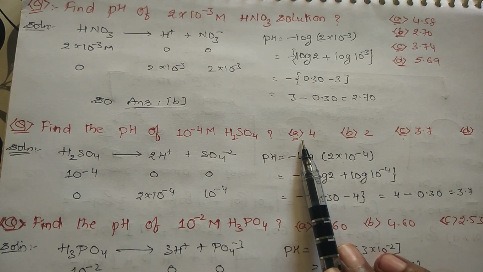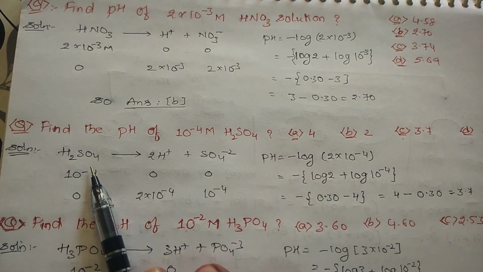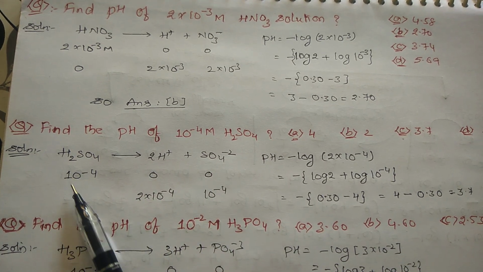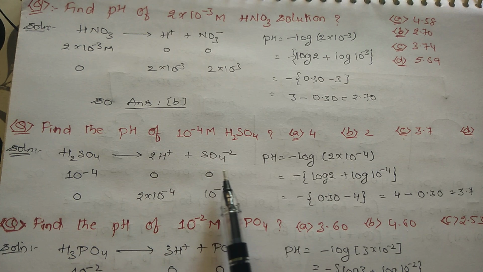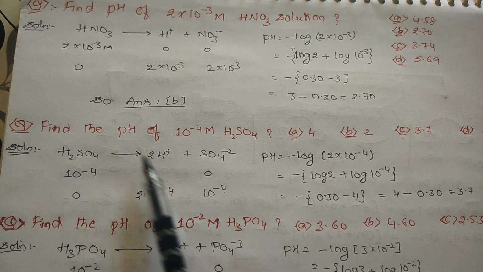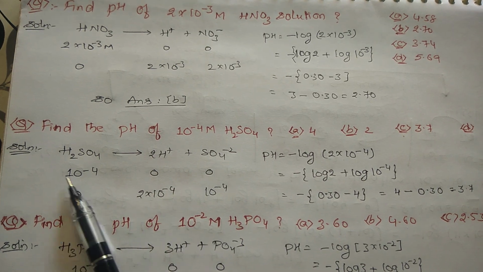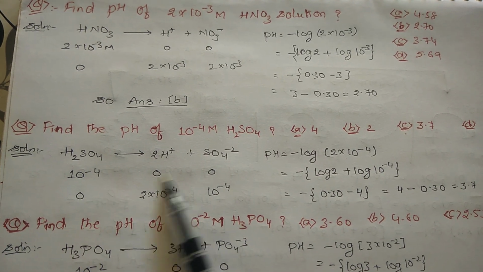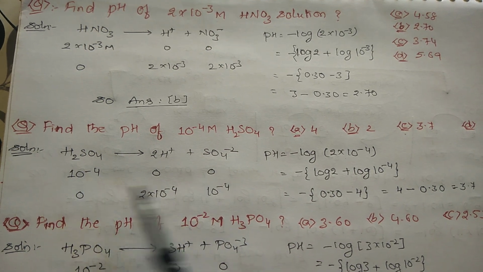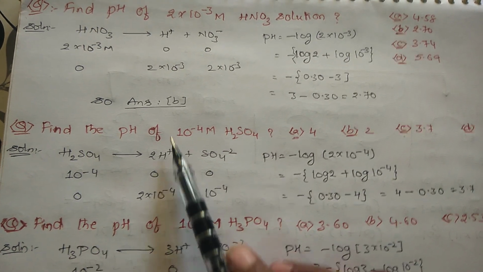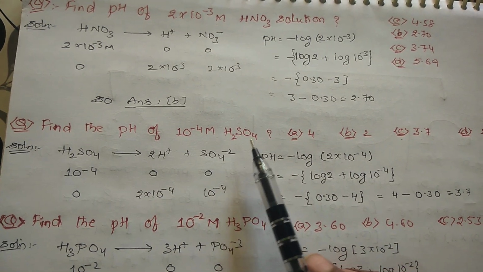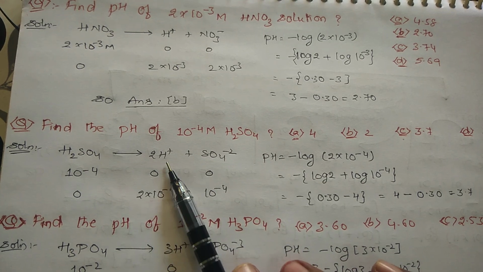That is wrong. Why? Because H2SO4 gets dissociated as 2H plus plus SO4 minus 2. Initially it is 10 power minus 4, and the products are 0, 0. This is 1 mole, and this becomes 2 moles. So it is 2 into 10 power minus 4. The 10 power minus 4 gets converted into 2 into 10 power minus 4. The SO4 is 1 mole only. So this 1 mole means 10 power minus 4, and you are getting 2 moles. Okay, be clear, because it is not a monobasic acid, it is a dibasic acid: number of hydrogens into the concentration.